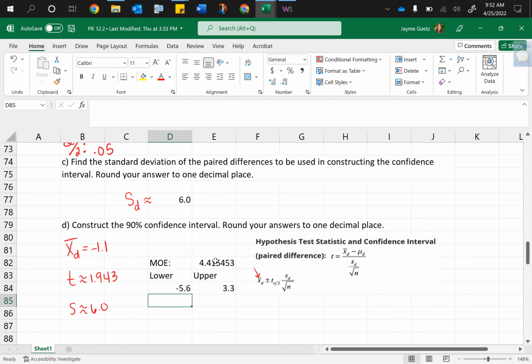One second. Let me show you how I want this answer written, and then I'll come help. So it says construct a 90% confidence interval. My 90% confidence interval is from negative 5.6 to 3.3.